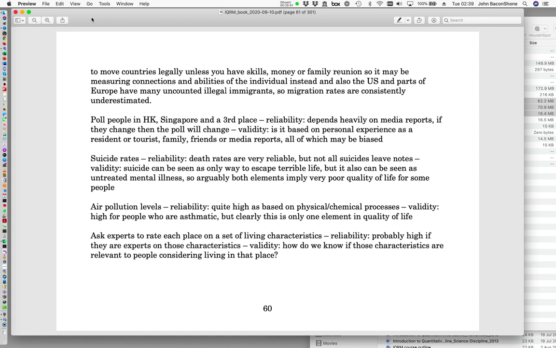But of course, you could also see suicide as a way to escape a terrible life. Right? So both of these imply that there is a very poor quality of life for some people. In fact, I spent 3 years working for the government, and while I was working for the government, I was a justice of the peace.